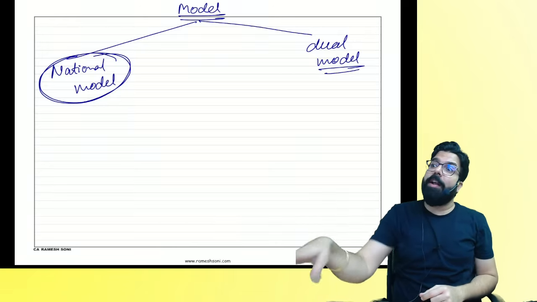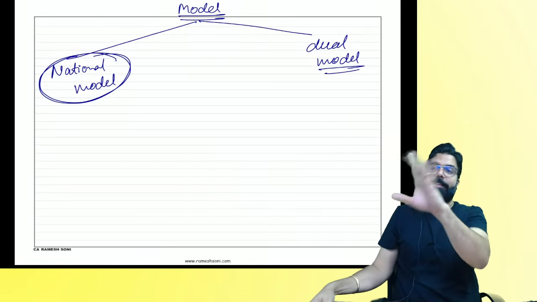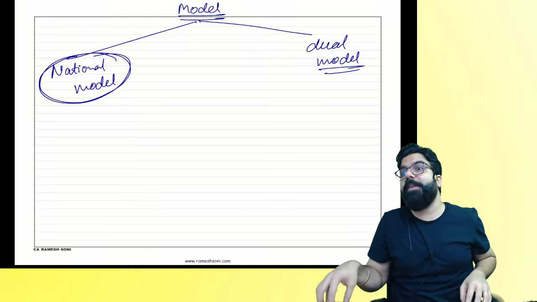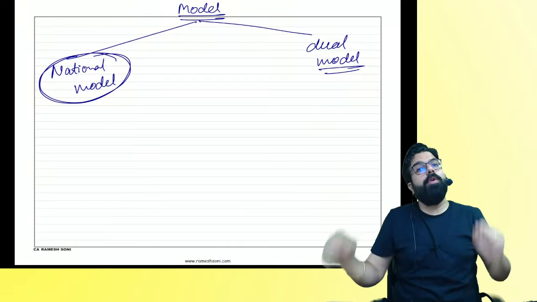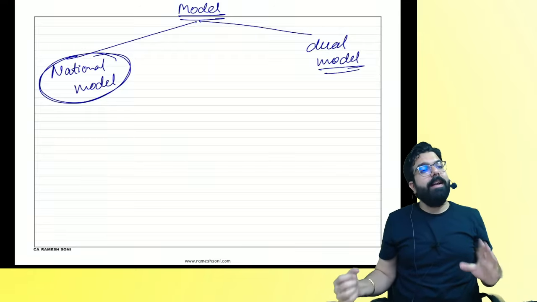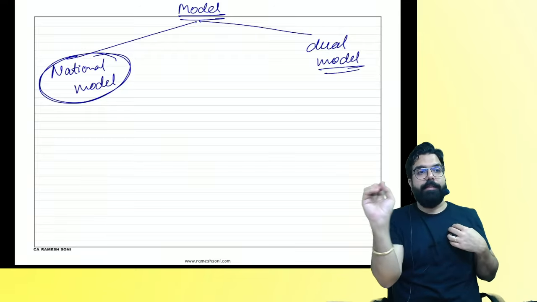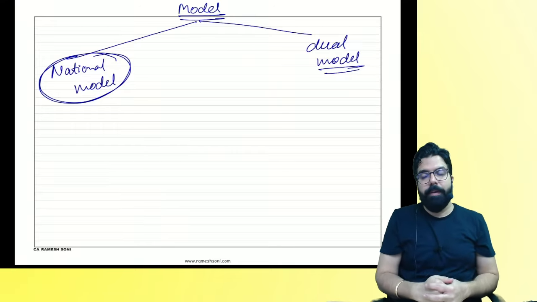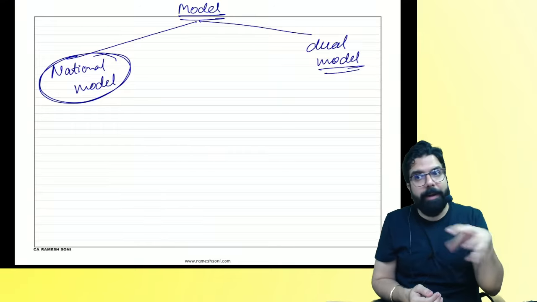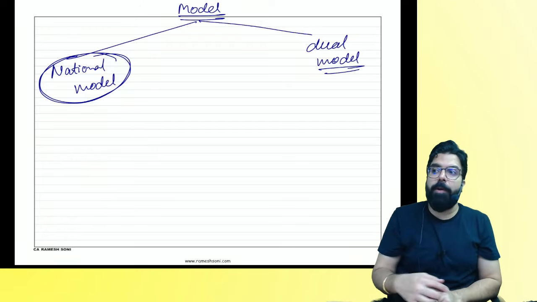It means on all transactions, what will be charged? IGST. On all transactions, what will be charged? IGST will go to whom? And then the central government will give it to the states. This is known as which model? That was recommended. Did India adopt the national model?